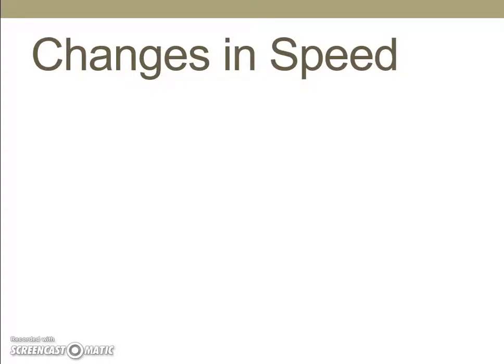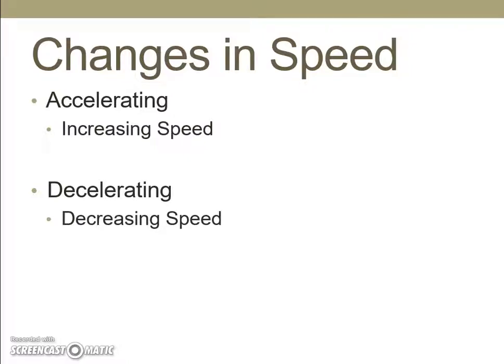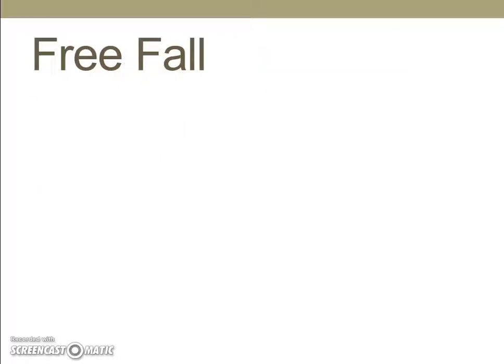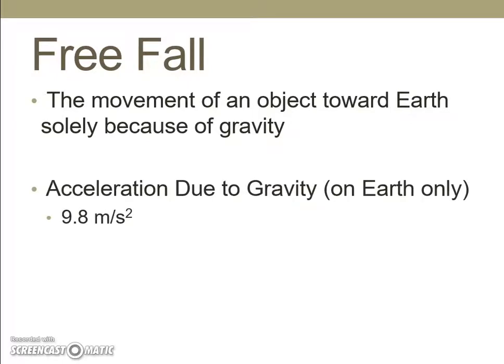So the first thing, changes in speed. It can be accelerating or decelerating. So you can increase your speed to accelerate, or you can decrease your speed to decelerate. So for example, if we are in free fall, that's taking any object and dropping it, the only thing affecting it is the Earth's gravitational pull. Now because the Earth does have a gravitational pull, that has an acceleration. And the acceleration due to gravity, and this is on Earth only, is 9.8 meters per second squared. So you can see here, we're not squaring the number. That's just what goes with our units.